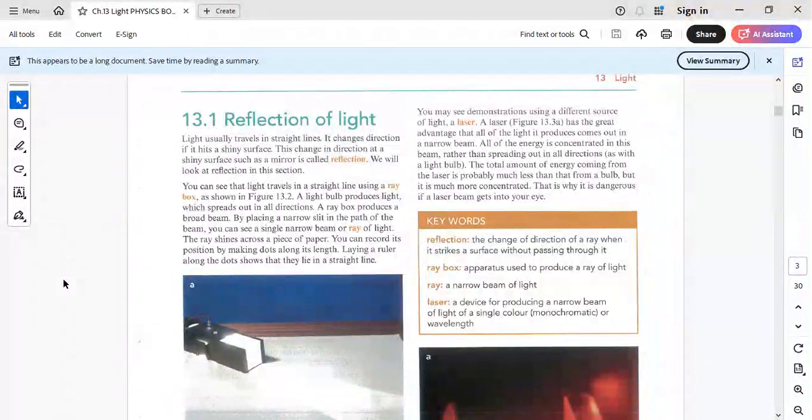So hello, we are back again now with part 1 of chapter 13, which is light. And in this part, we'll be talking about the concept of reflection of light. This is the syllabus for IGCSE grade 10 physics, and we are dealing with the concept of waves, and in that, the concept of light.